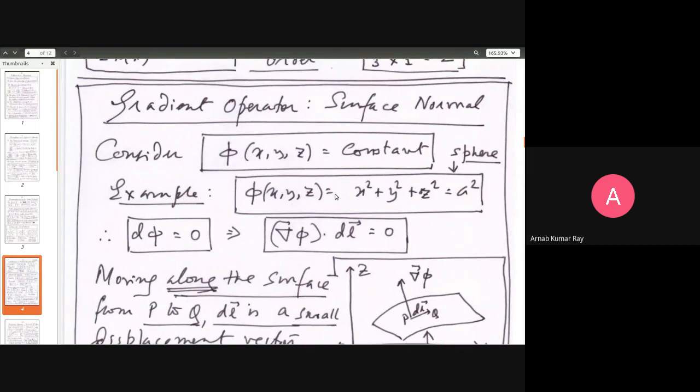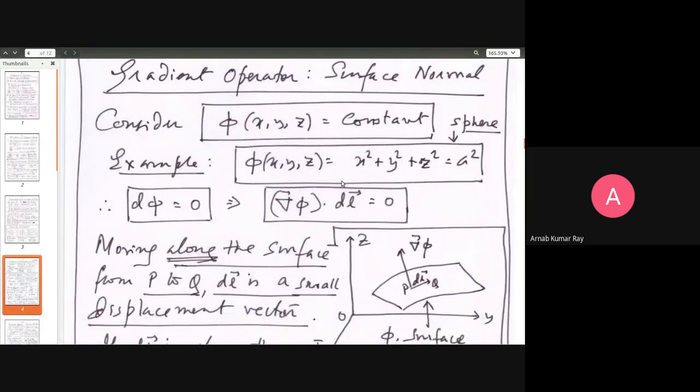Example, very easy, equation of a sphere. I hope you are aware of what the equation of a sphere is. Equation of a circle is x squared plus y squared is equal to a squared, where a is the radius of a circle. You add a third coordinate, x squared plus y squared plus z squared, and you'll get the equation of a sphere. Circle upgraded to 3 dimensions gives you a sphere. So phi x, y, z is x squared plus y squared plus z squared is equal to a squared. So it fits this definition. Phi is equal to a constant.